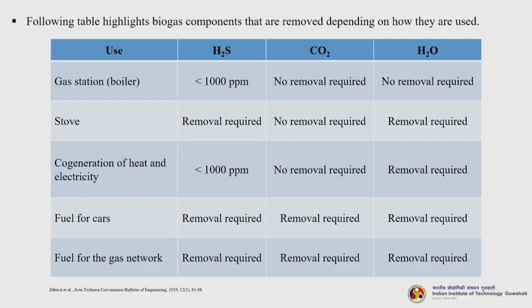Then if it is being used in cogeneration of heat and electricity in the CHP plants, hydrogen sulfide must be less than 1000 ppm, carbon dioxide no need to remove, whereas water has to be removed. Again, it will create a problem of combustion. If you are going to use it as fuel for cars, you can see that everything needs to be removed, whether it is hydrogen sulfide, carbon dioxide or water.